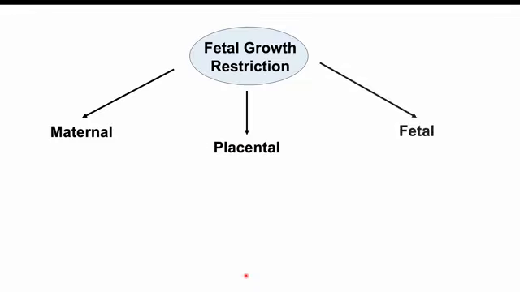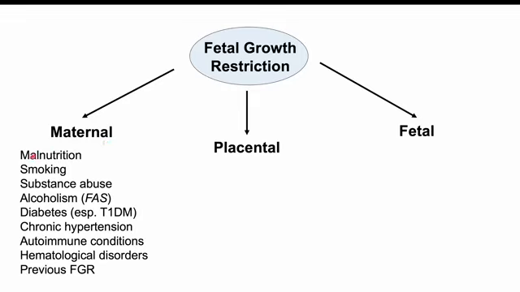So the causes of fetal growth restriction are broken down into 3 categories of causes. One category is going to be maternal causes. The second category is going to be placental causes, and the third category is going to be fetal causes. So in the category of maternal causes, these are going to include issues with the mother. So these are going to include malnutrition, smoking, substance abuse, alcoholism, which can lead to fetal alcohol syndrome in the fetus, diabetes, especially type 1 diabetes, chronic hypertension, autoimmune conditions like lupus, hematological disorders like certain thrombophilia conditions, and a previous history of fetal growth restriction. So these are all going to be potential causes in the maternal category.